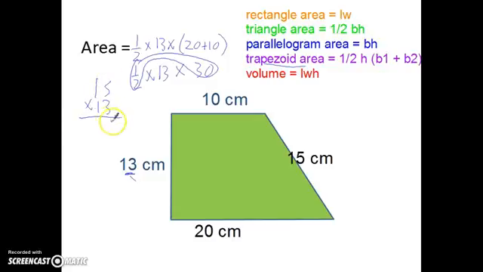And sometimes you got to work some stuff out. It's just the way life is. Marco Polo. And we're going to get 195 square centimeters.